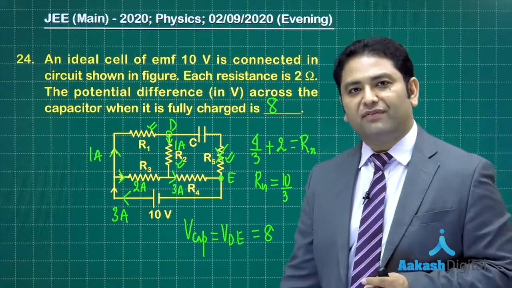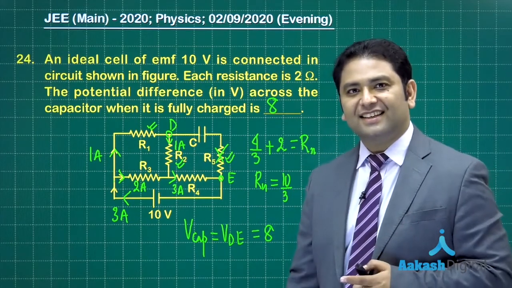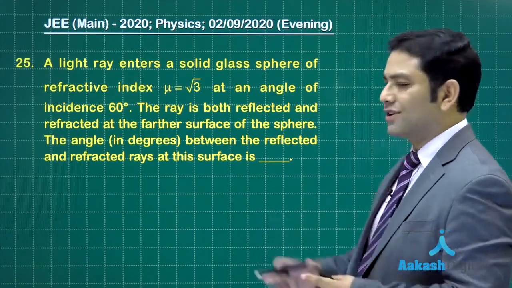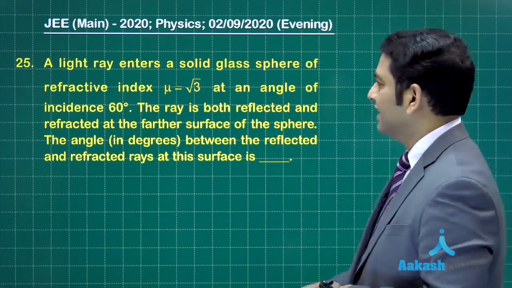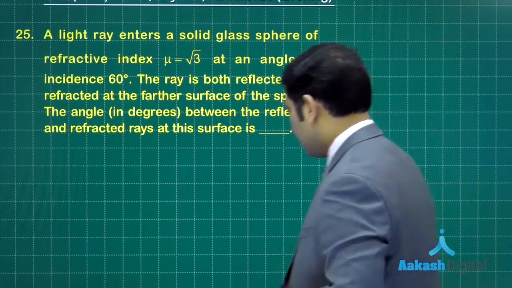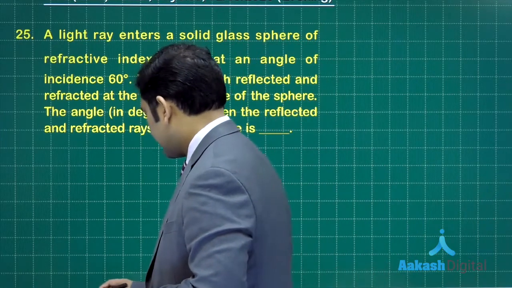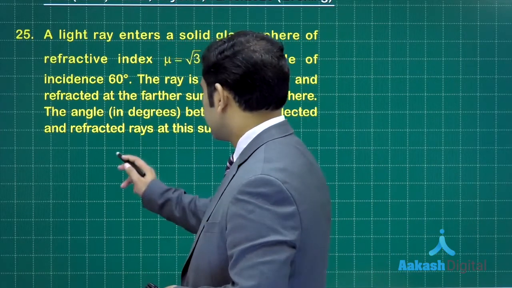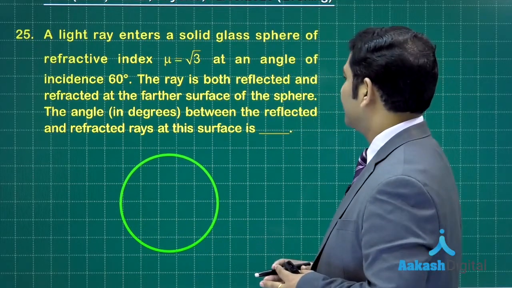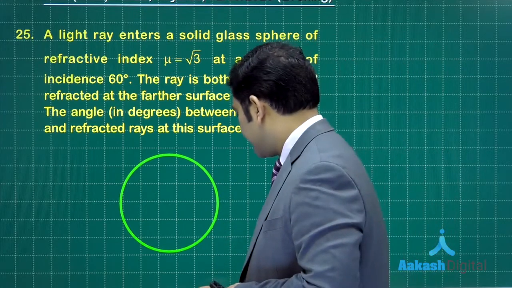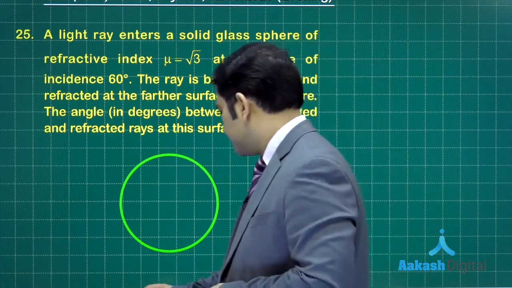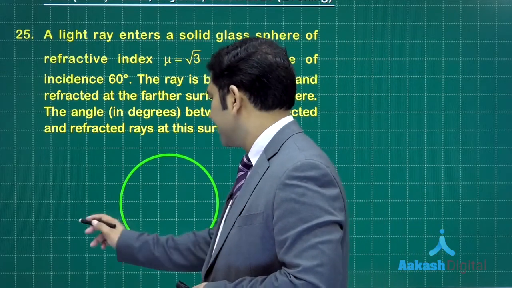Question number 25, the final question for this shift. Let's see. So here is question number 25. It's from geometrical optics. So there is a light ray entering a solid glass sphere. I think we better make a figure, and side by side we can analyze all those things. So here is that glass sphere with the refractive index √3. And it enters at an angle of incidence which is 60 degree. Fine. So let's make the condition here.